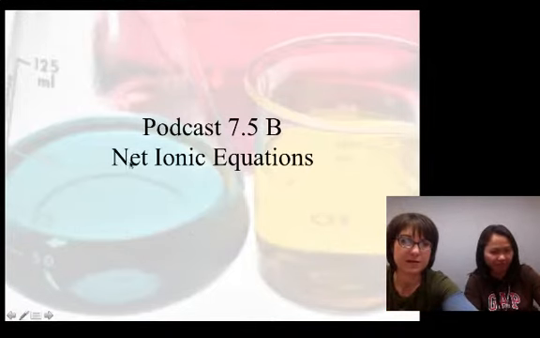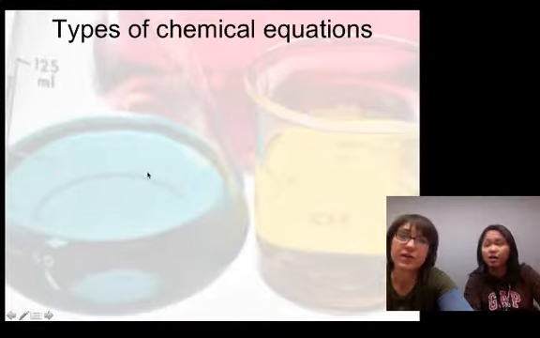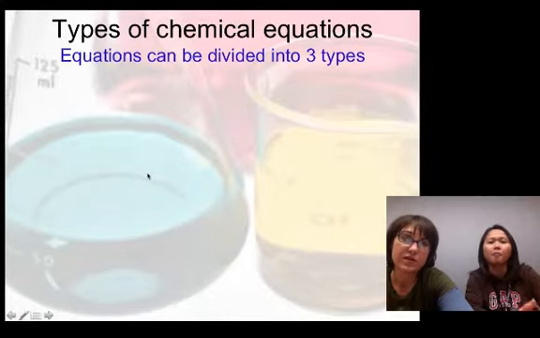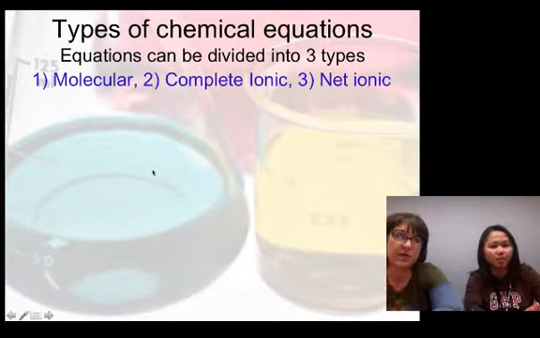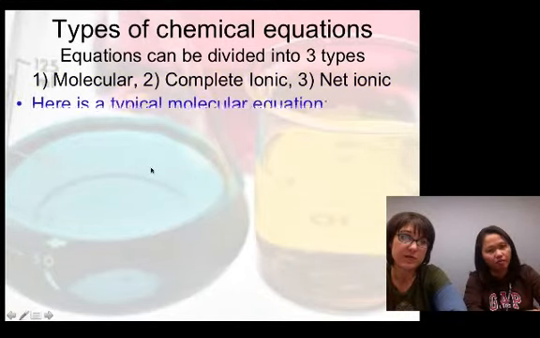Work with numbers and balancing equations, I don't want to push that yet. Let's look at types of chemical equations. First we have three types of equations. They're pretty simple: molecular, complete ionic, and net ionic. Let me show you what we mean by molecular.